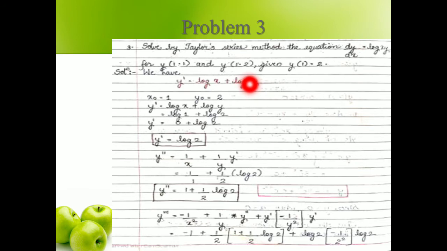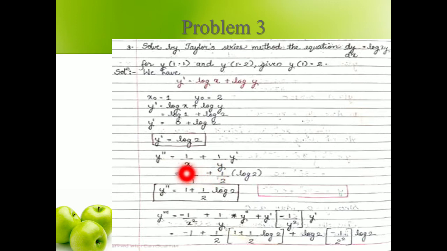The given equation is y dash equal to log of x plus log of y. That is, log of xy can be simplified and written as log of x plus log of y. Initial values: x naught is 1, y naught is 2. Substituting x naught as 1 and y naught as 2 in the above equation, we get y dash to be log of 2. Similarly, differentiating this with respect to second order, we get y double dash equal to 1 by x for log x plus 1 by y for log y, but the differentiation of y with respect to x will be y dash.